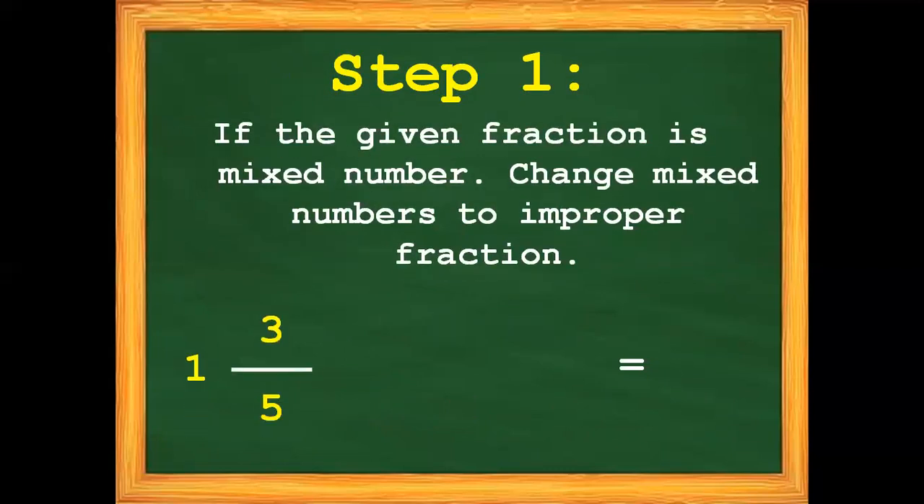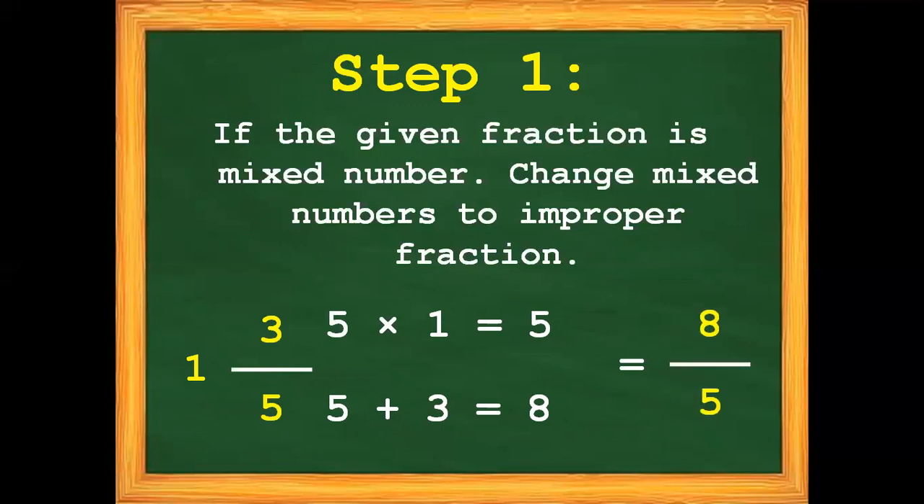Next, we have 1 and 3/5. First, 5 times 1 will give us 5, and 5 plus 3 will give us 8. So the improper fraction is 8 fifths.